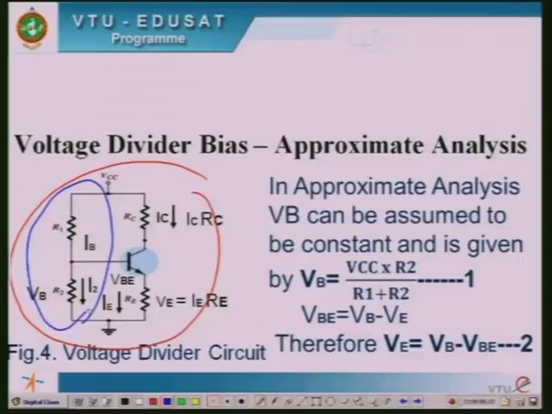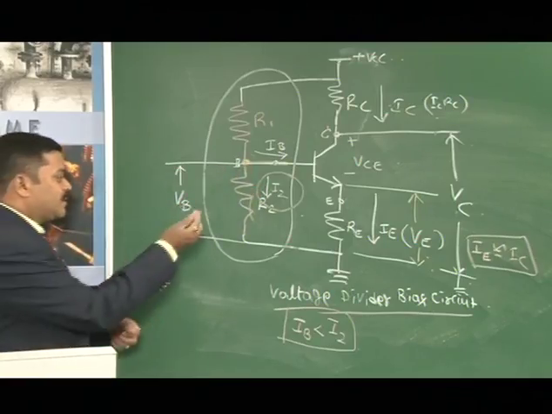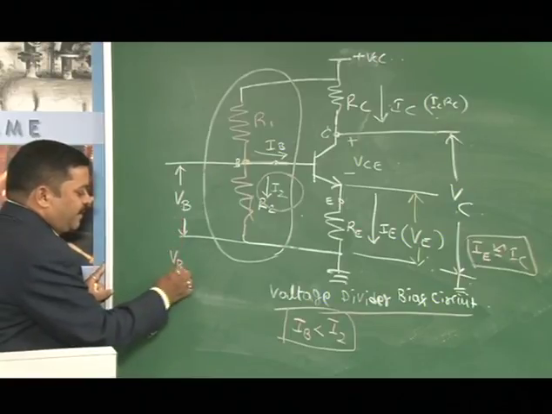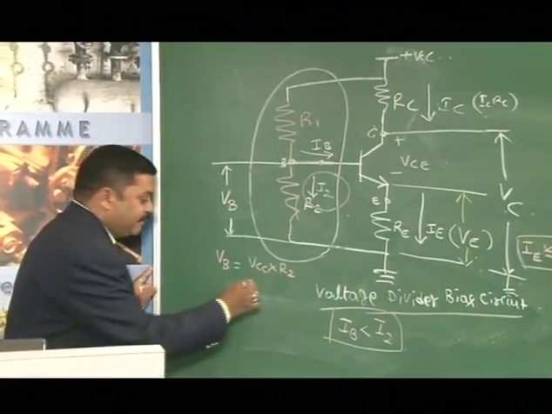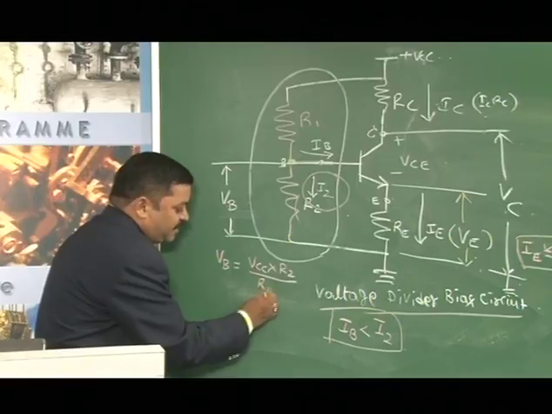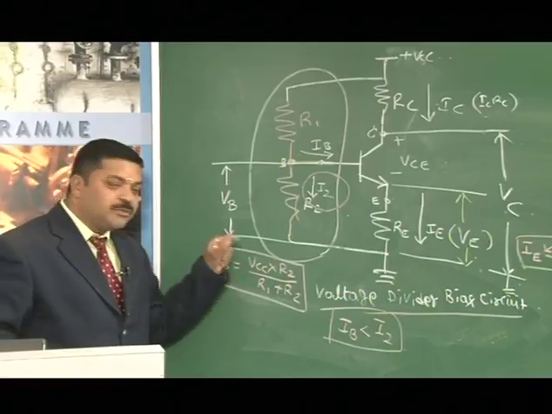Let us come to this. Now in approximate analysis, VB can be assumed to be constant, and is given by the voltage divider network voltage only. At this point, what is the voltage? Which is VB, I have written in the last, that is the applied voltage VCC into R2, the grounded resistance, divided by R1 plus R2. So this is VB.